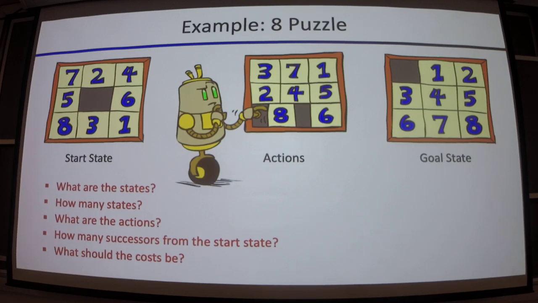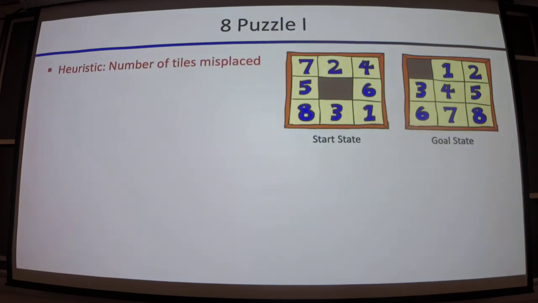So, who has a worse heuristic than that, but seems reasonable? Yes. How many are in the right place? What's your heuristic value at the goal if you're measuring how many are in the right place? I guess how many are not in the right place would be a value that's easy to get. Yes. That's exactly what I was hoping you would say. How many are in the wrong place, or the number of tiles misplaced?